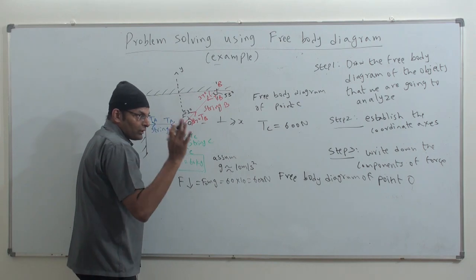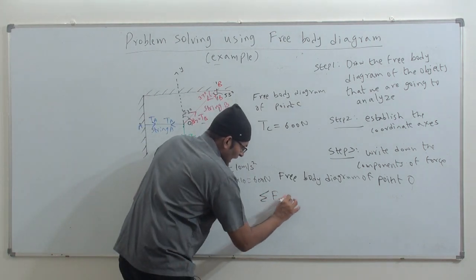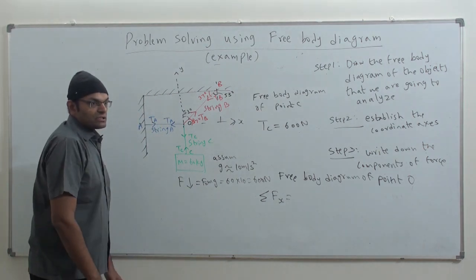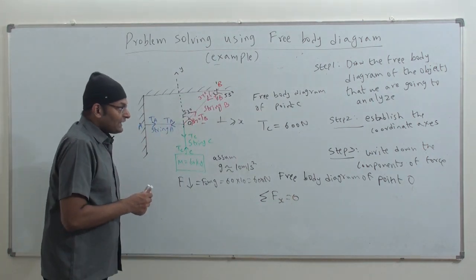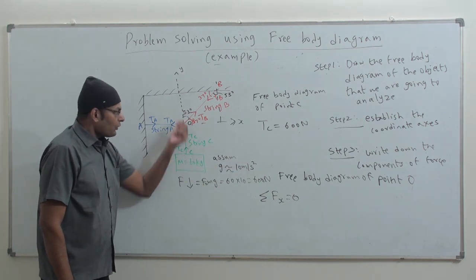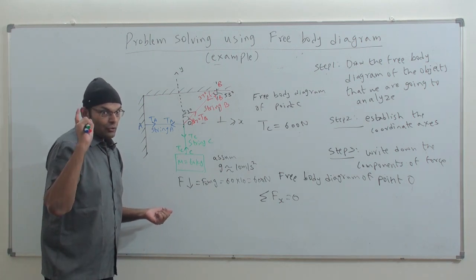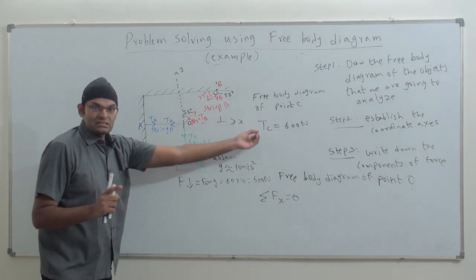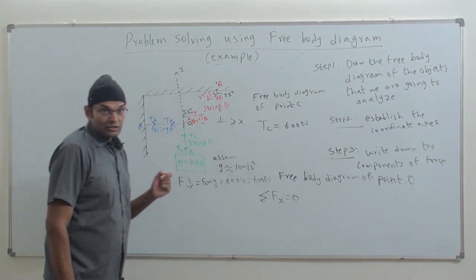So we can come to know that at point O, the forces acting in the x coordinates are equal. That is, the sum of the forces acting is equal to 0. Now you may ask me, why did I directly write TC is equal to 600 newtons? You see, at point C, the only forces acting are in the y direction. There are no x direction forces.